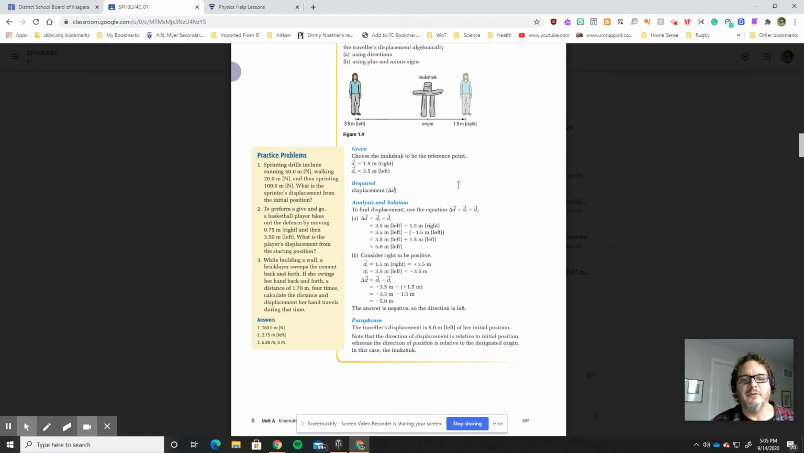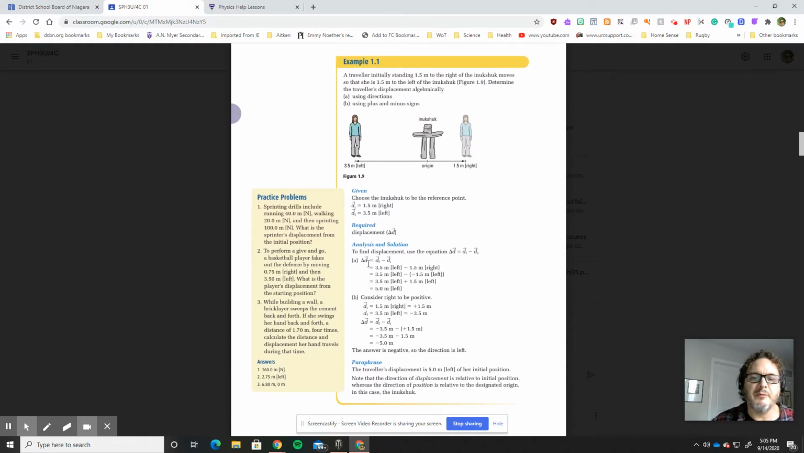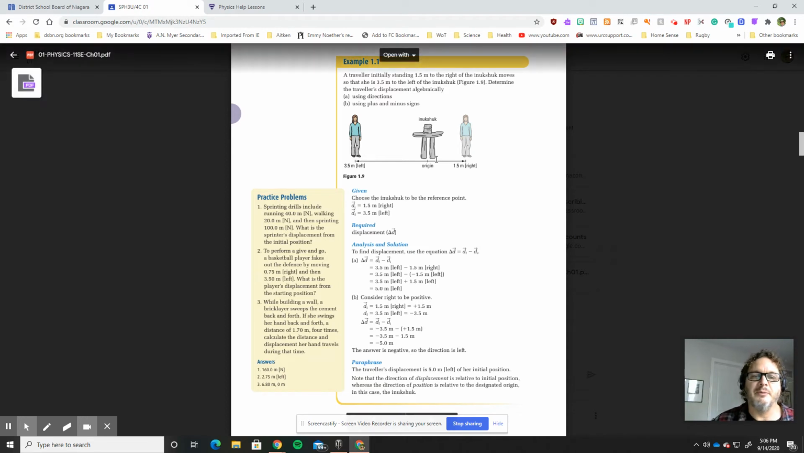There's a couple ways we can do it. So here we have displacement is final minus initial. And so we say it's 3.5 meters left minus 1.5 meters right. Well, minus 1.5 meters right is the same as minus negative 1.5 meters left, right? Because right is opposite to left. And so we would give them a different sign convention.